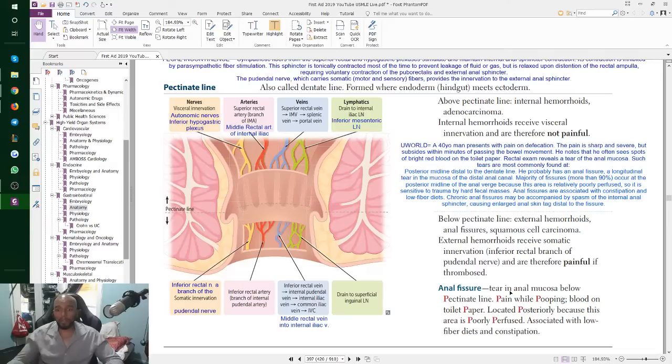Now one pathological thing they mention here is an anal fissure, right? A tear in the anal mucosa below the pectinate line, so right here. Pain while pooping, blood on toilet paper, located posteriorly because this area is poorly perfused, associated with low fiber diets and constipation and also obesity. Keep that in mind, right? Really obese patients are also going to have even lesser blood supply to this area below the pectinate line, which further predisposes them to getting anal fissures.